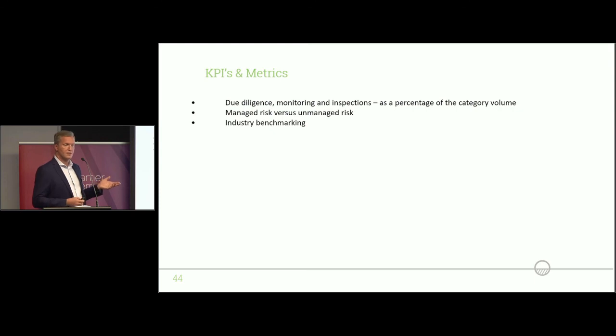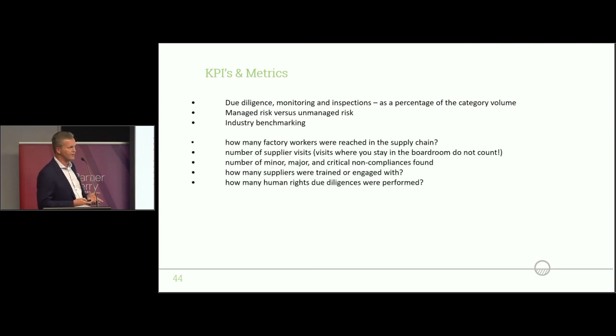So some KPIs that I've been looking into and would suggest could be due diligence, monitoring, inspections as a percentage of your category spend, volume, managed risk versus unmanaged risk, or industry benchmarking. These three are, of course, pretty high level because they're not factory specific, but you do need to go into specific factories as well. That could be, for example, how many factory workers were reached in the supply chain, either via partners or via NGOs or via organizations that help do these kind of trainings.